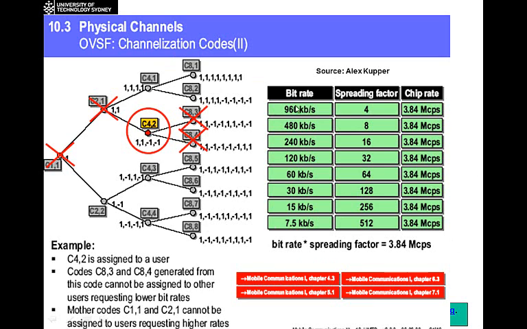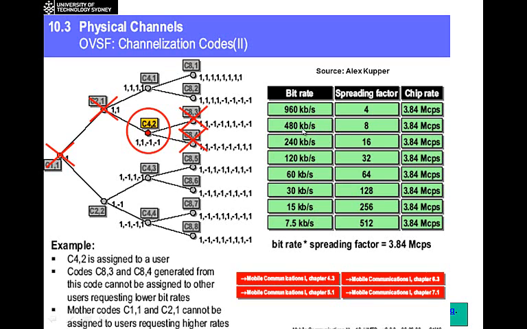If a user is requesting a service that's 960 kilobits per second, which is a very high data rate, then we have to allocate them a code on spreading factor 4. So that's one of these 4 codes. But as I said a few minutes ago, if you allocate one of these codes, then 25% of the code tree will not be usable thereafter.